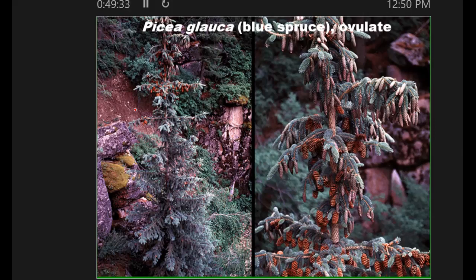Okay. All right, we'll keep going with cones next week and finish up the gymnosperms, or at least the conifers, and then we have to talk about the other 3 groups of gymnosperms.